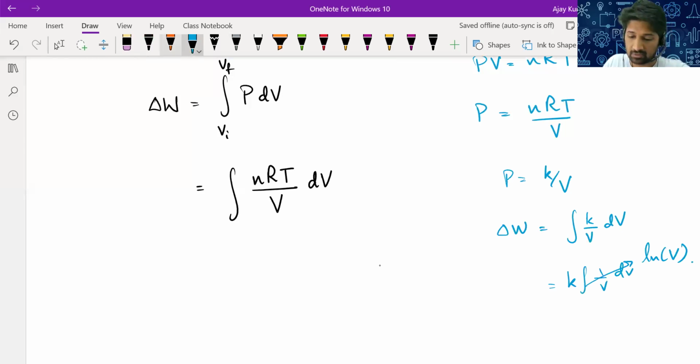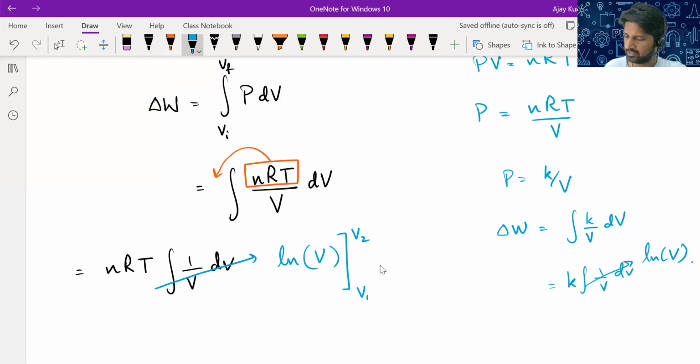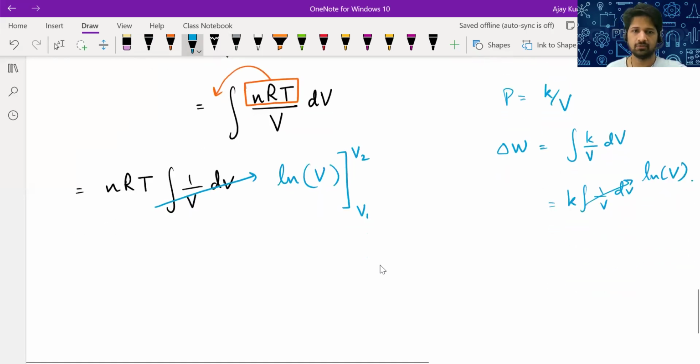We are dealing with an isothermal process, right? In an isothermal process, nRT is constant. Then you can keep it outside the integral. So what will you be left with? nRT integral 1 by V dV. And integral 1 by V dV is natural logarithm of V. And we have to substitute limits, initial volume to final volume. I'm calling it V1 and V2.